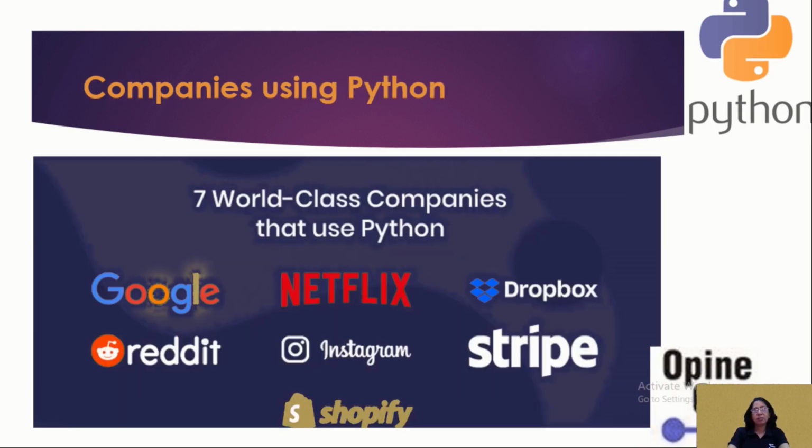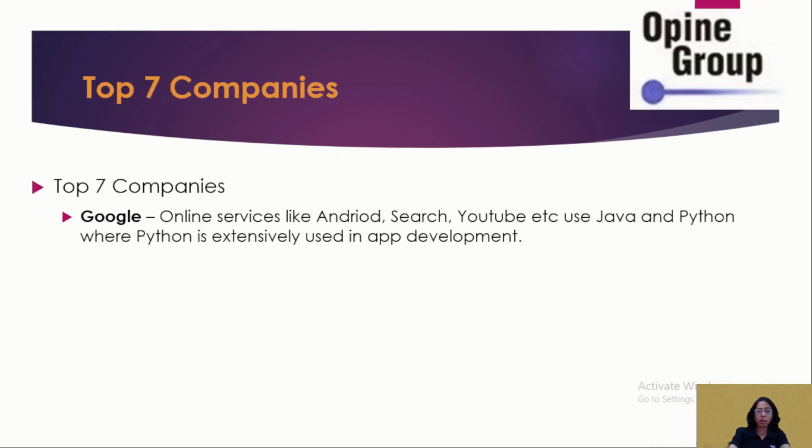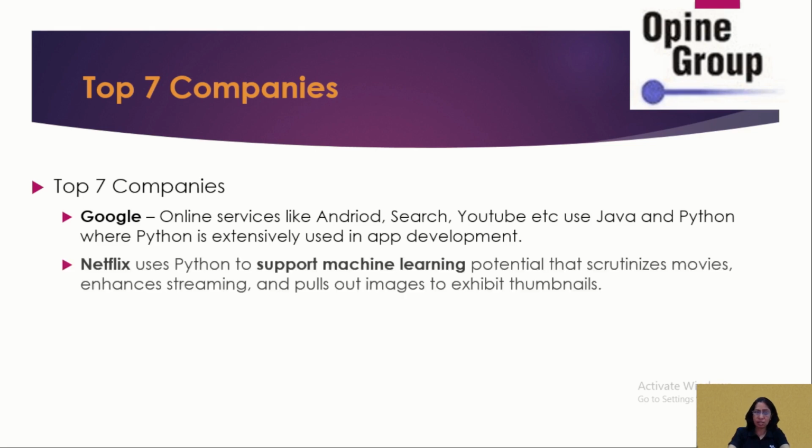Now we just said a lot of applications, but if you see on the screen, you will find 7 companies, 7 world-class companies, not small. They have also shifted to Python. Now we'll see one by one which company is using which facility of Python. Let us begin with the big one, Google. Google has many online services like Android, Google Search, YouTube. This uses Java and Python, and typically Python is used extensively in app development, that is on the mobile side.